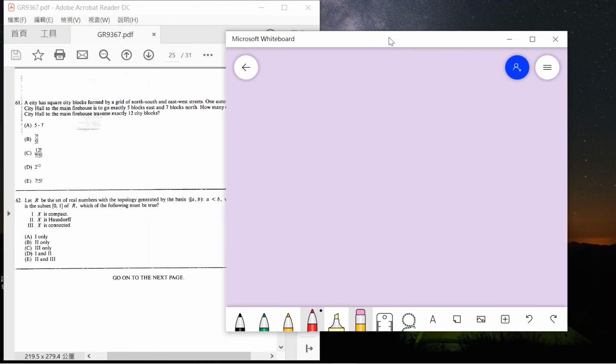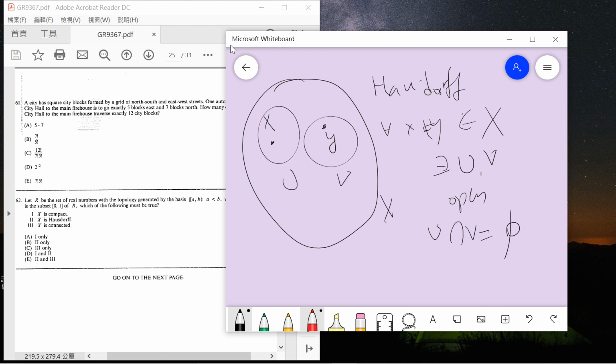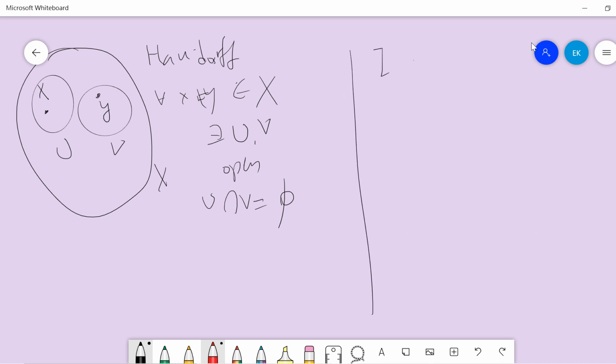And the second one says that X is Hausdorff. Maybe you guys have already forgotten about Hausdorff. Hausdorff means that for any distinct points in the topological space X, there exist open sets U and V separating them, with U intersection V empty. This is called Hausdorff.